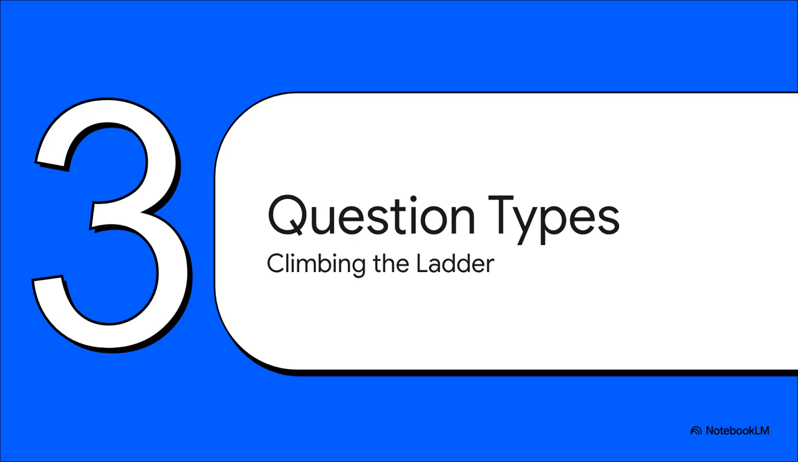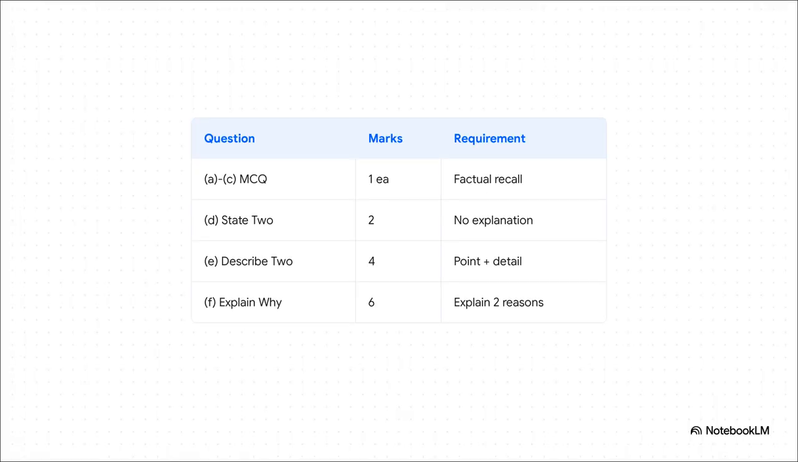Think of this as climbing a ladder. We're stepping up from simple recall all the way to deep analysis. Parts A, B, and C, those are rapid-fire multiple choice, 1 mark each, pure factual recall. Part D asks you to state 2 things for 2 marks. No explanation needed there, just state the facts and move on.